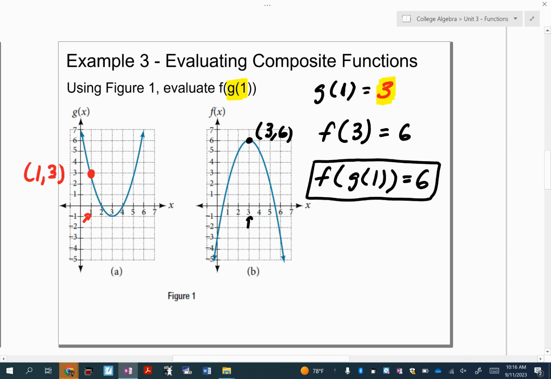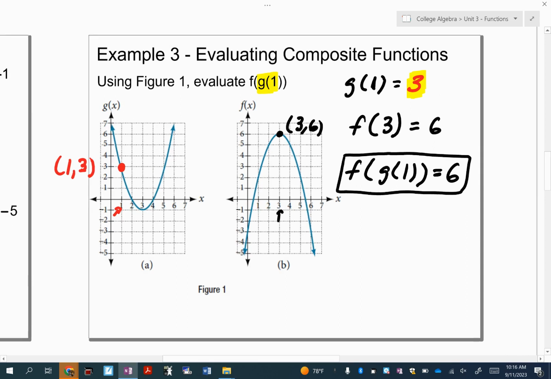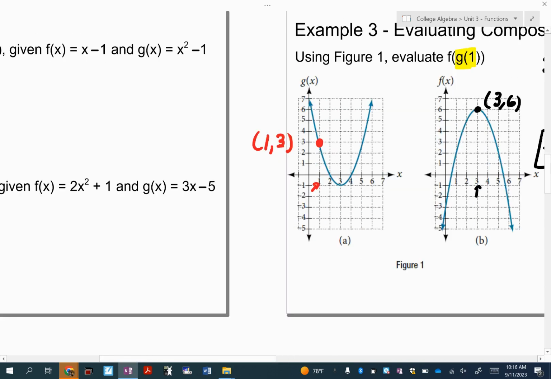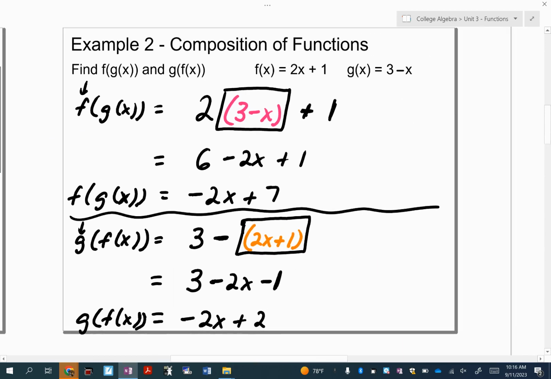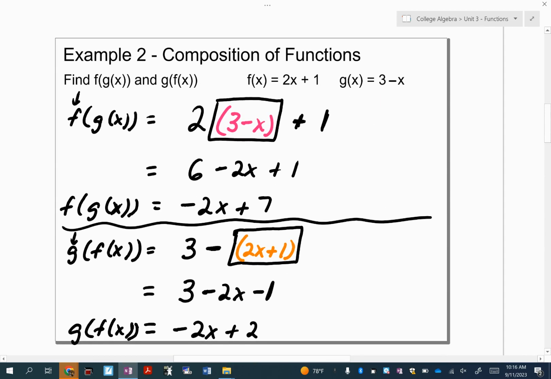This is my answer. So that's the process for doing evaluation of composite functions when you're asked to do it with a value, like a number, like example 3 and example 4. And then remember the difference if you're asked for an actual function. There's no number, it's an x. So that's how you do it with the boxes.